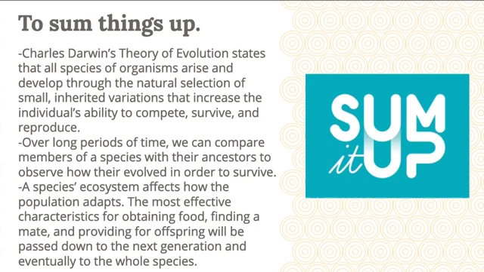So to sum things up, Charles Darwin's theory of evolution states that all species of organisms arise and develop through the natural selection of small inherited variations that increase the individual's ability to compete, survive, and reproduce. Over long periods of time, we can compare members of species with their ancestors to observe how they evolved in order to survive. A species' ecosystem affects how the population adapts. The most effective characteristics for obtaining food, finding a mate, and providing for offspring will be passed on to the next generation, eventually to the whole species.